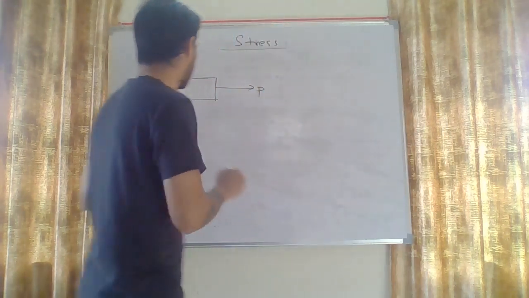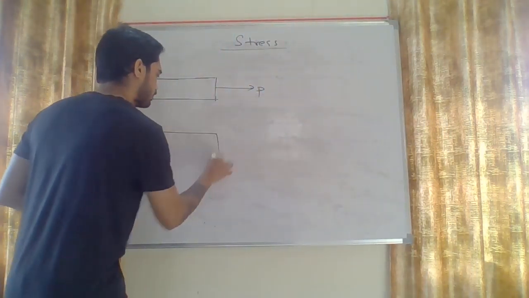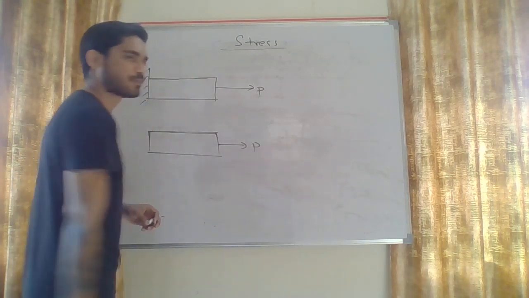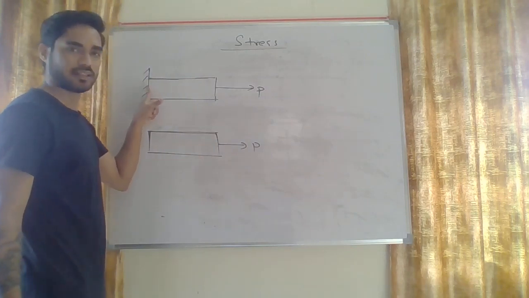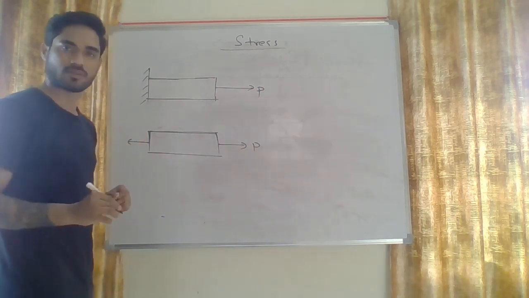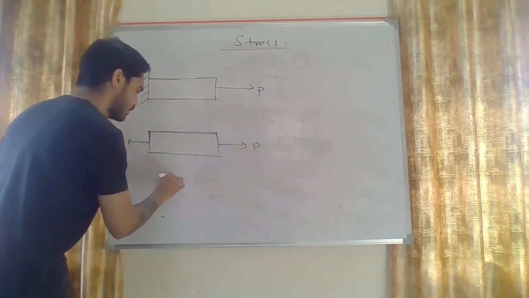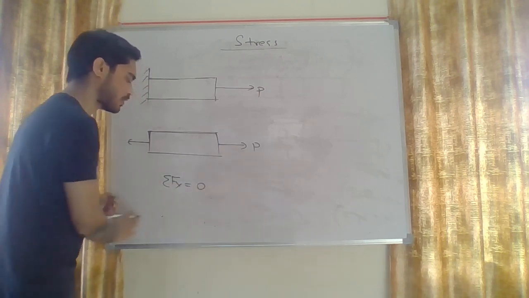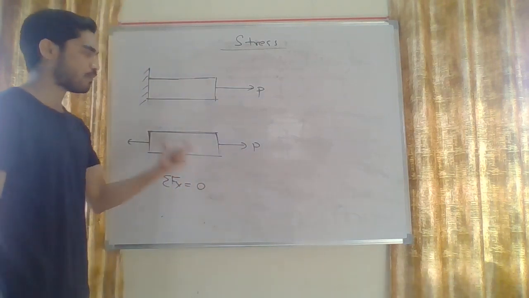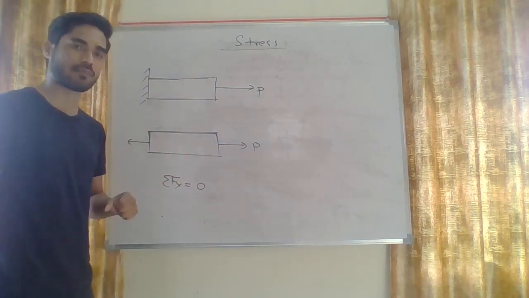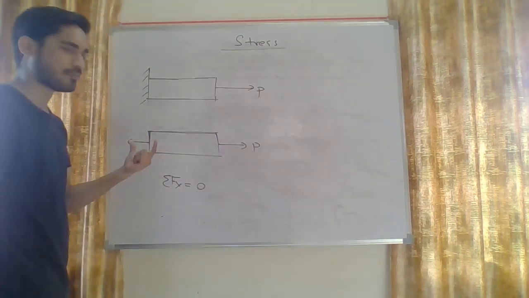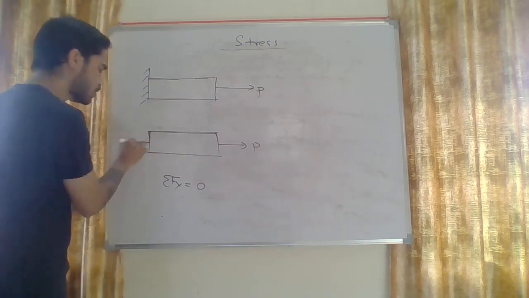Okay, so if you draw the free body diagram of this bar, this is called a bar, what you will get? This is the force P. Now at this point the body is supported. Okay, and due to this support there will be a reaction. Okay, and if you apply the equilibrium equation, summation of Fx equals 0, net force in x must be 0. Why? Because this body is not moving. Okay, so if the body is not moving, it means net force in x direction must be 0. This is known as the equilibrium equation. Okay, so if you apply this equilibrium equation, the reaction here will also be equal to P.